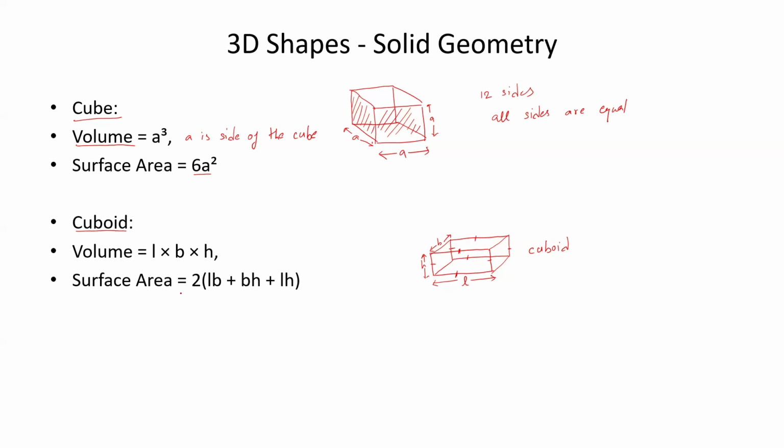Similarly, the surface area of a cuboid is 2 times (L into B, B into H and L into H). So multiply all the sides respectively: H into L, H into B and B into L. Take all the combinations of two sides and multiply by 2. It is again similar to the cube, but there all sides were equal, so that's why it was a square plus a square plus a square. Likewise, if you want, you just do it and you will get the idea.